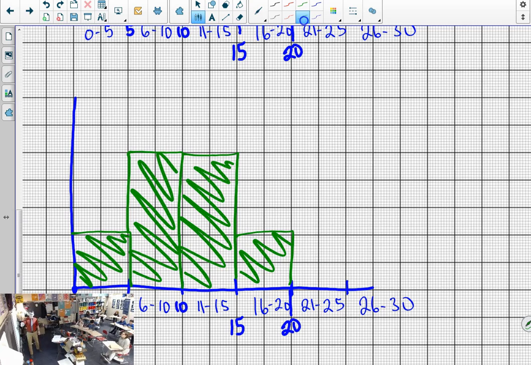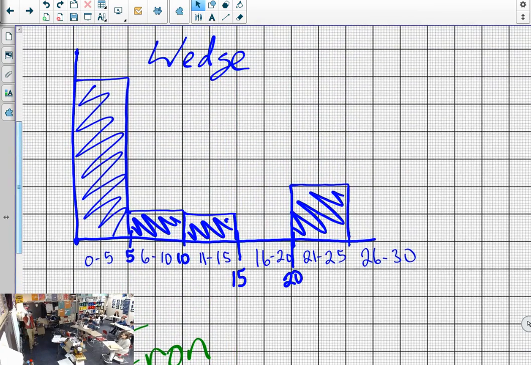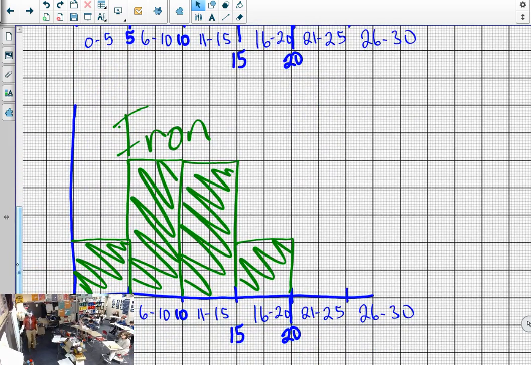You say B is higher, like the iron, this one? Why do you say that? The highest range of my frequencies, my distributions, are tied in the 6 to 15 range. If I look here at the wedge, our highest distribution is in the 0 to 5. But I have a bar here in the 21 to 25. A couple times I got lucky. And over here I didn't.